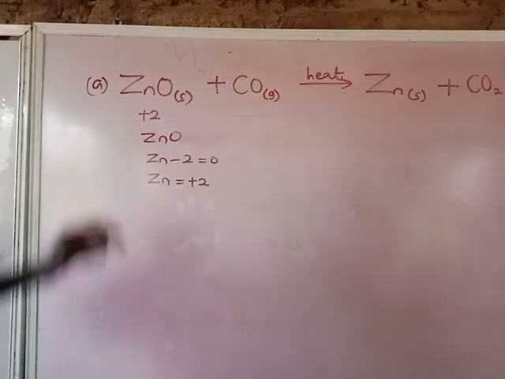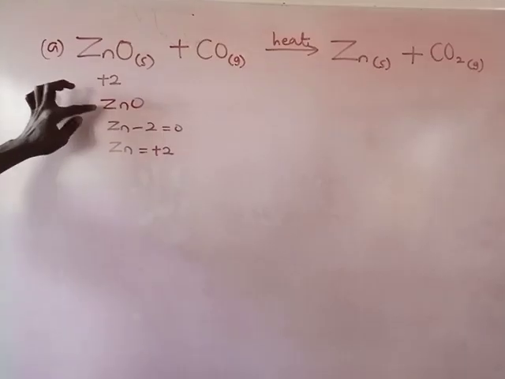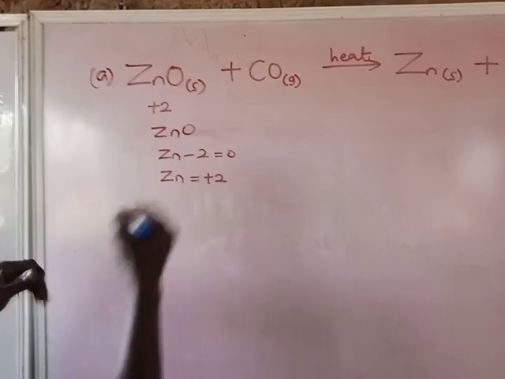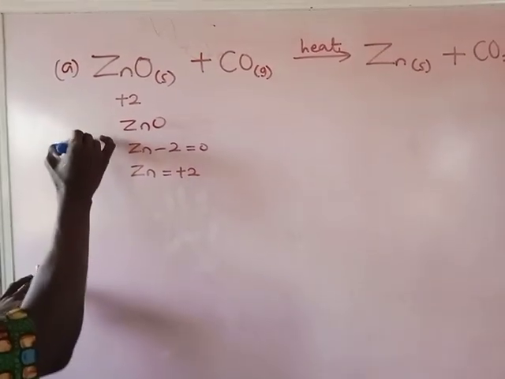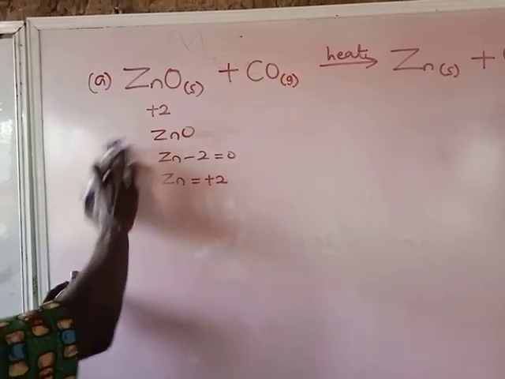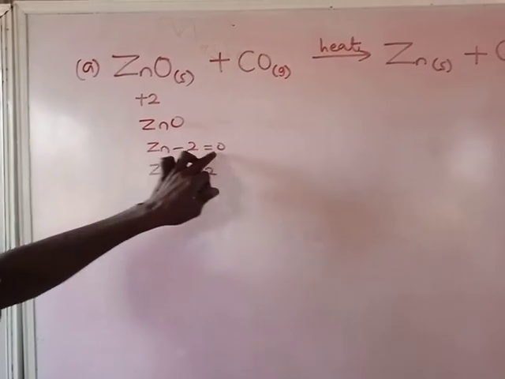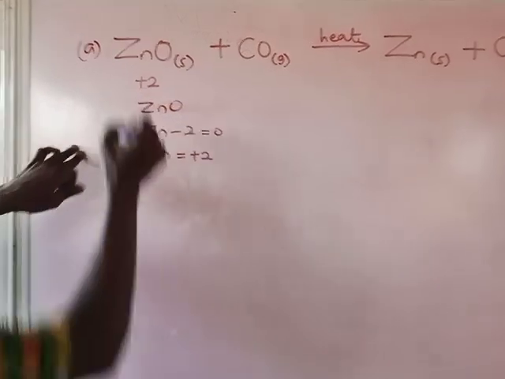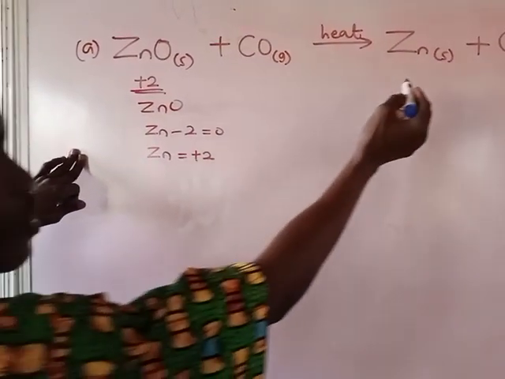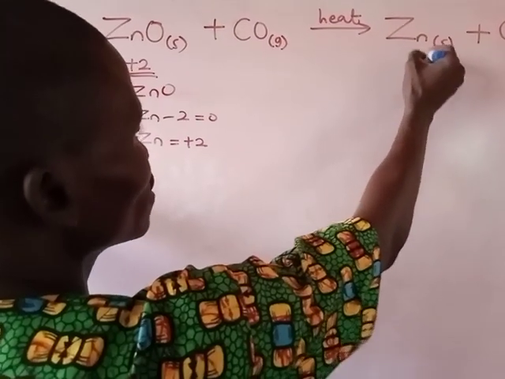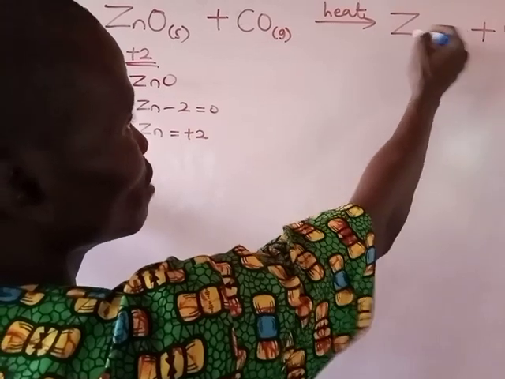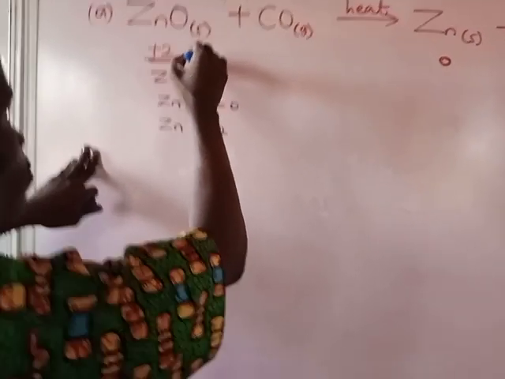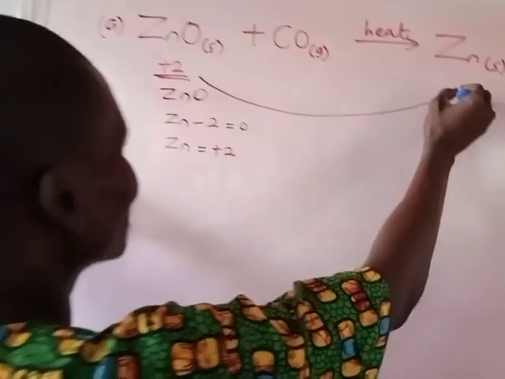I hope you got it. We are looking for the oxidation number of zinc. Oxygen is always -2. So zinc here is +2. But at the other end, it has become 0. In a free state, the oxidation number of any element will be 0. So from +2 to 0. Is that an increase?